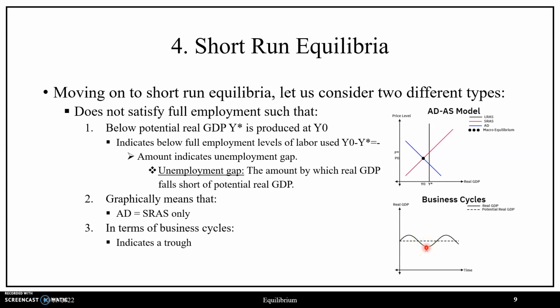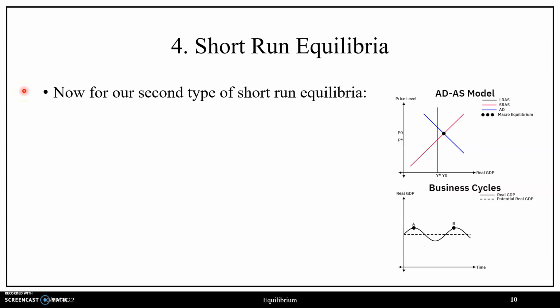This will correspond to point A, where with respect to our real GDP plot, we see that point A is a low point that is strictly below potential real GDP, just as we see in our graphical illustration of the ADAS model. Now moving on to our second variant of a short-run equilibrium, in which it is still the case that full employment does not hold.